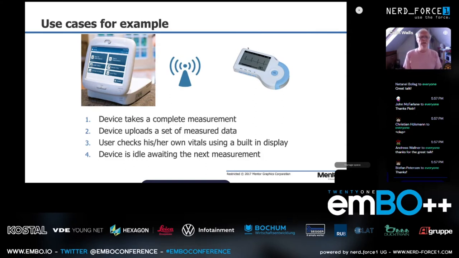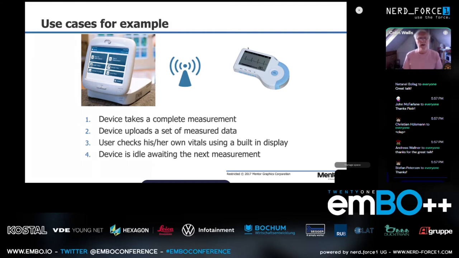So use cases. Number one use case, the device takes a complete measurement of vital signs. Use case number two, the device uploads a set of measured data using Wi-Fi for the doctor to see. Use case number three, the user presses a button and checks their own vital signs using a built-in display.